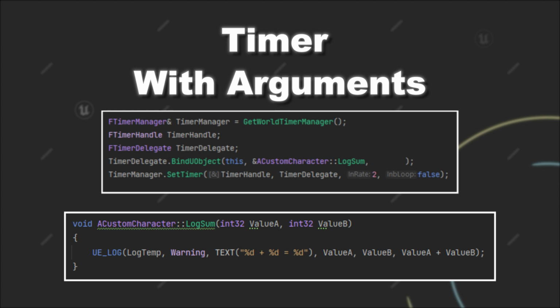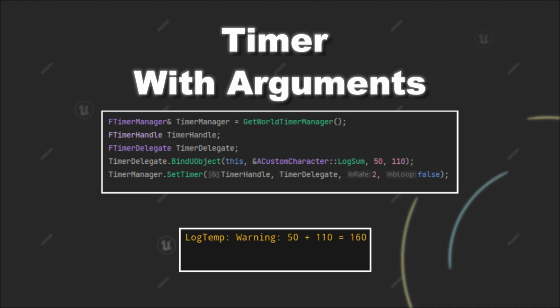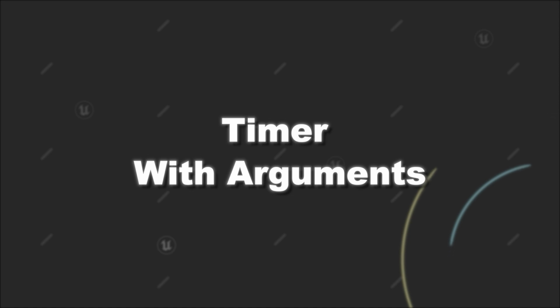Since in my example the function takes two arguments, we can for example enter 50 and 110 as additional arguments to the BindUObject call. And then when the timer calls our function, 50 gets provided as the value A and 110 gets provided as value B. And if we execute the code now, you will see that after 2 seconds the sum of 50 and 110, which is 160, will get logged to the console. This is one way on how to pass arguments to a function used by a timer.